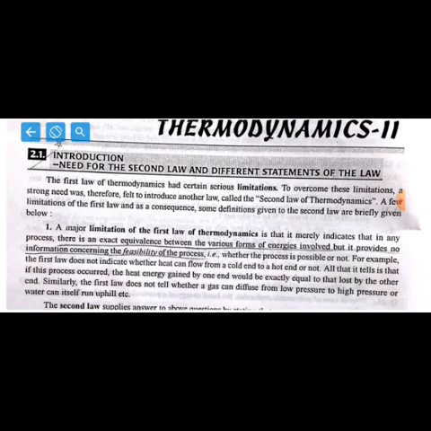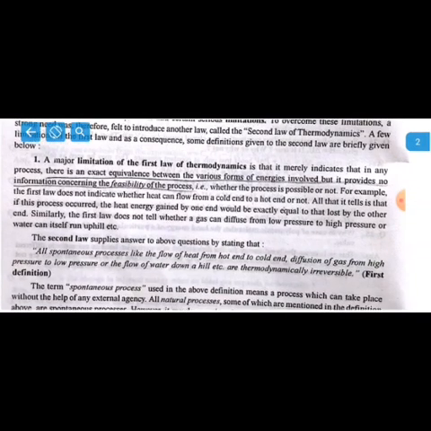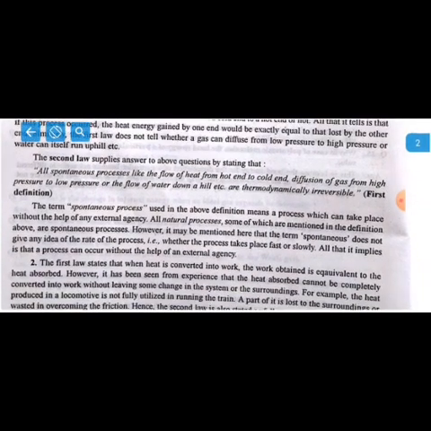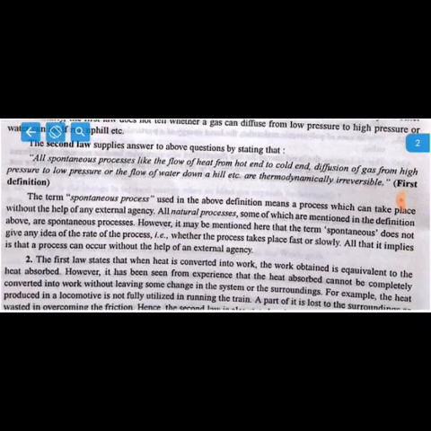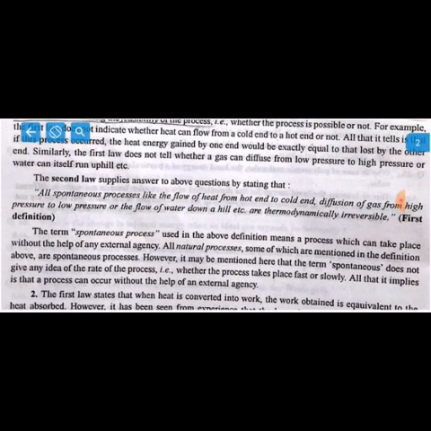Similarly, the first law does not tell whether a gas can diffuse from low pressure to high pressure or water can itself run uphill, etc. The second law supplies the answer to the above question by stating that all spontaneous processes like the flow of heat from hot end to cold end, diffusion of gas from high pressure to low pressure, or the flow of water down a hill, etc. are thermodynamically irreversible.